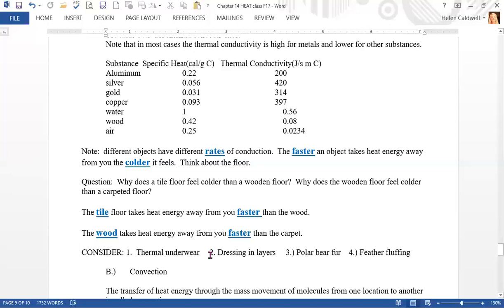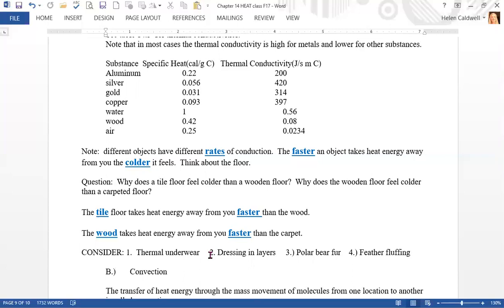If you're dressing for a winter hike, they tell you to dress in layers, and there are two reasons for that. One is that as you begin to exercise, you're going to warm up, and you don't want to get so warm that you sweat, because you then have moisture against your skin and you run the risk of hypothermia that way. So dressing in layers traps air, and that helps slow down the release of heat energy to the atmosphere.